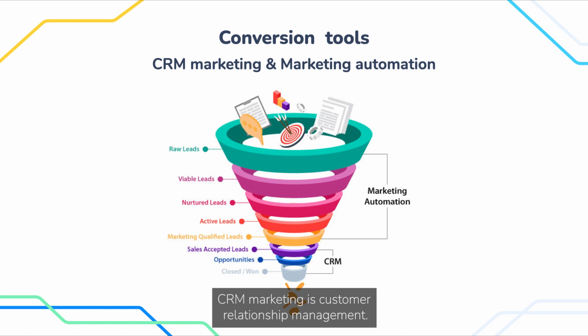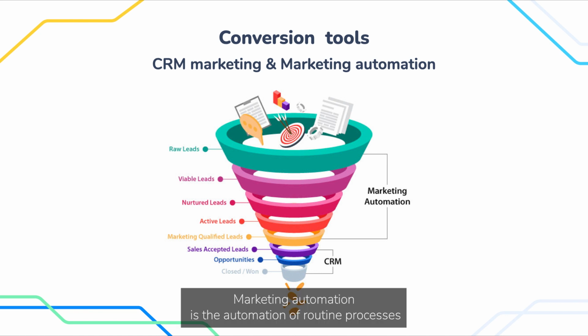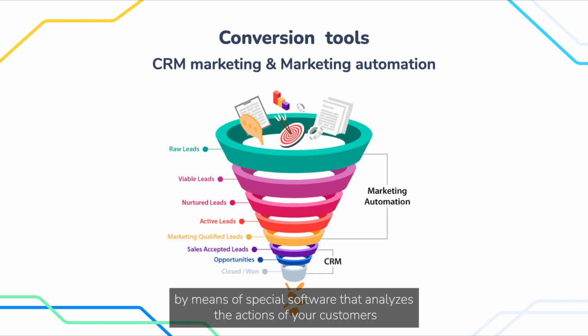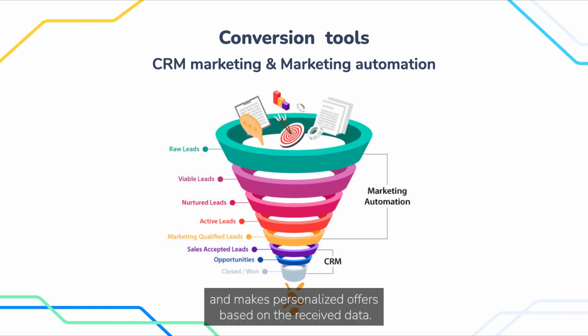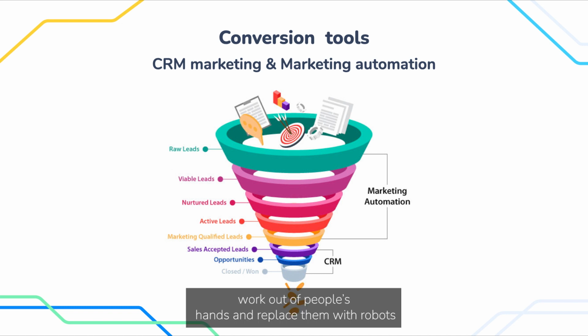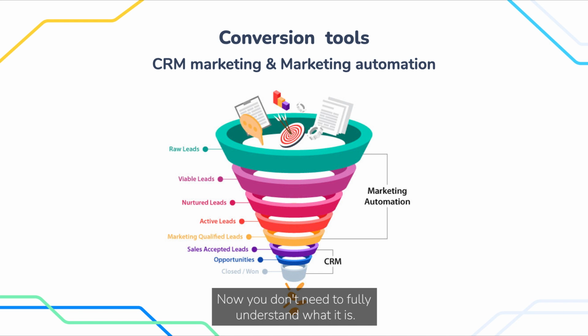Next is CRM marketing. CRM marketing is customer relationship management. All customers' data is stored in a CRM system, which allows you to automate interactions with customers. Marketing automation is the automation of routine processes by means of special software that analyzes the actions of your customers and makes personalized offers based on the received data. The main idea of marketing automation is to take the routine work out of people's hands and replace it with robots so that people can focus on highly intelligent work. Now you don't need to fully understand what it is, just know that it exists.